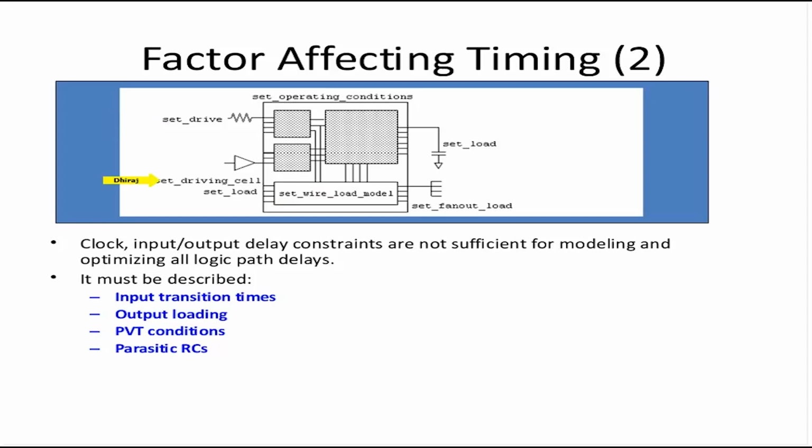Although you could also set load at the input, but it will help again. So set driving cell and set load go together. You can set the driving cell and you can set the load. So that will help DC in calculating the transition time at the input. Or you could use set input transition directly. Again, at the output, you either set load, or you can also set fanout load if you know what kind of fanout it is going to drive. Set load is a capacitance number. Set fanout load is simply a number of how many fanouts it will drive.